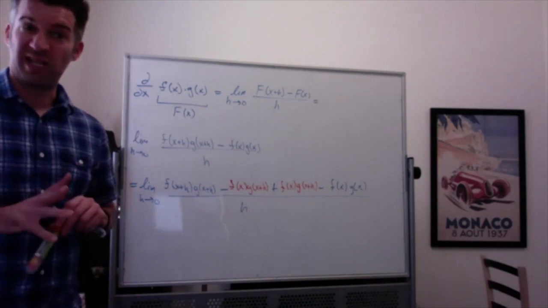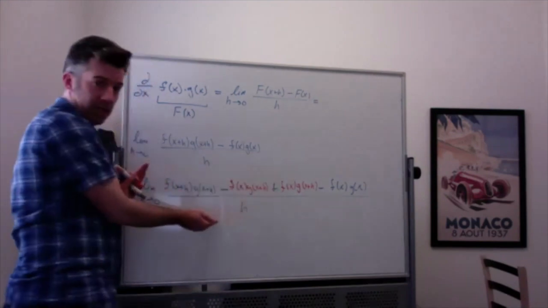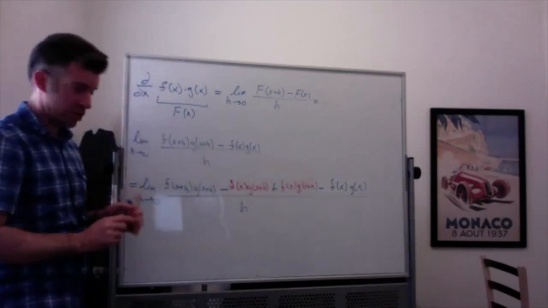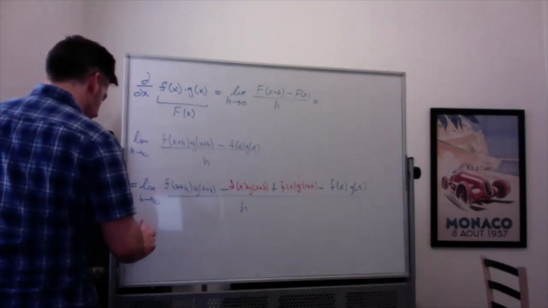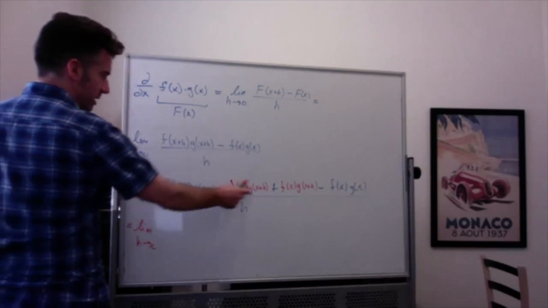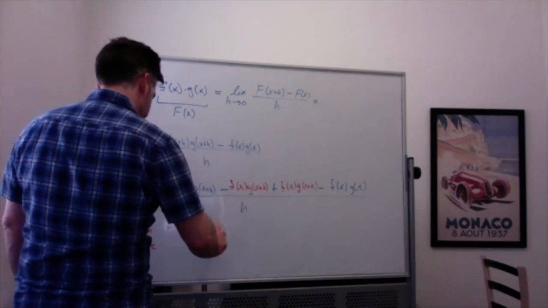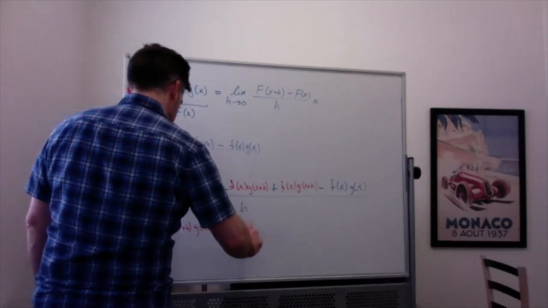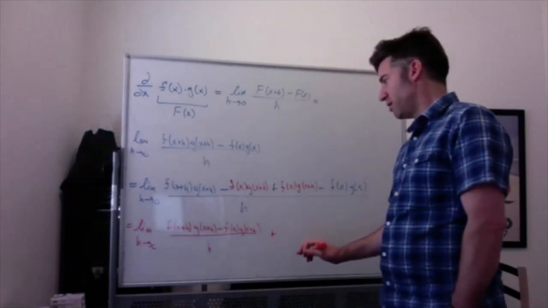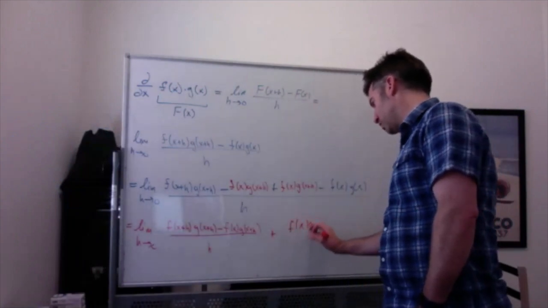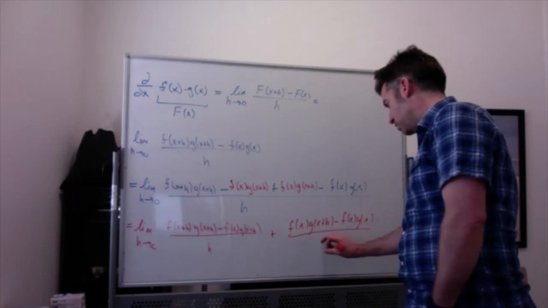But now we're going to break this up into two very specific fractions. I'm going to break it up into the first two pieces over h plus the second two pieces over h. And I'm going to write it all in red because my blue pen is starting to die. This is going to be the limit as h goes to 0 of this minus this over h. So f of x plus h, g of x plus h, minus f of x times g of x plus h, all over h, plus f of x times g of x plus h, minus f of x times g of x, all over h.